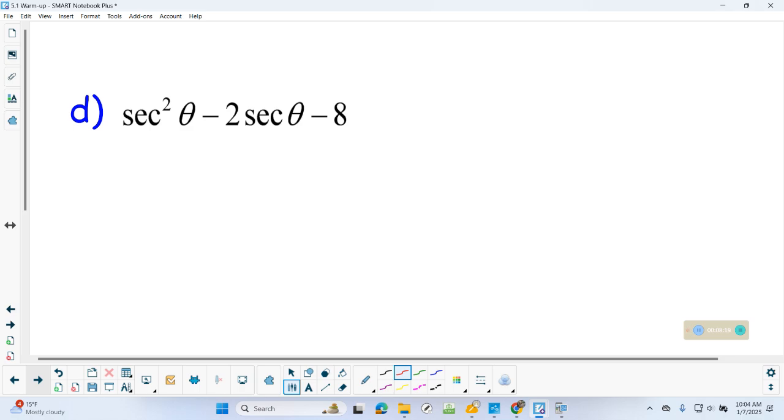The back's just going to be some co-function identity talk. Okay, GCF. No, not happening. I'm happy though, lead coefficient on my trinomial is 1, so I don't have to get too crazy. I just got to do my times tables. What 2 numbers multiply to negative 8 and add to negative 2? 4 and 2, which one needs a negative? 4, so negative 4. So my variable is secant of theta minus 4, and then secant of theta plus 2.